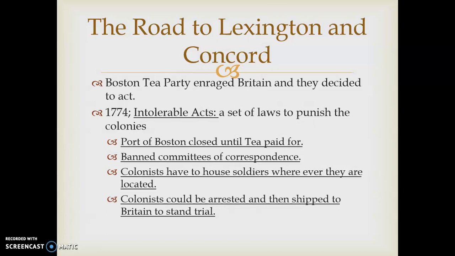They tried banning the committees of correspondence. Colonists now have to house soldiers wherever they are located. It doesn't matter if you were in one of the populated areas or non-populated areas. So the idea of the Quartering Act was reinstated and enlarged. And colonists now could be arrested and then shipped to Britain to stand trial, even if their family members had lived in the colonies for hundreds of years.